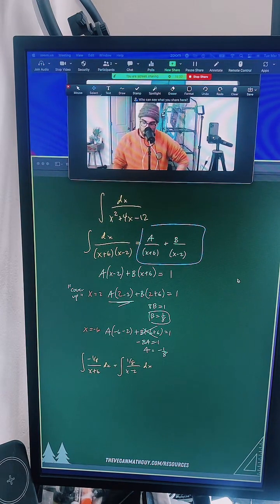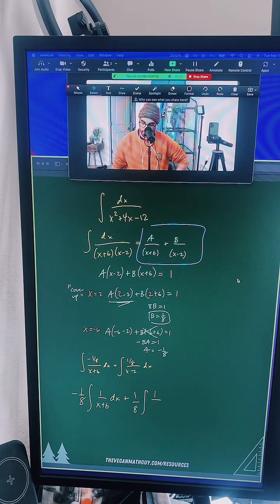Just to make this a little neater, I'm going to go ahead and factor out the negative 1/8 from the first integral, and then I'm going to factor out the 1/8 from the second integral. And these are basic integrals that we should know. This is just going to be natural log.